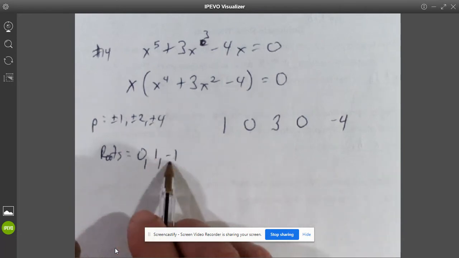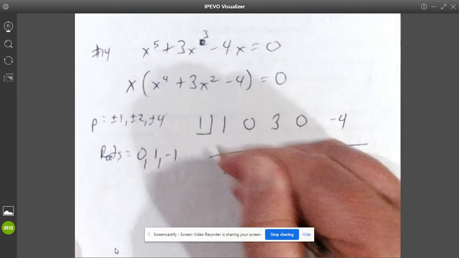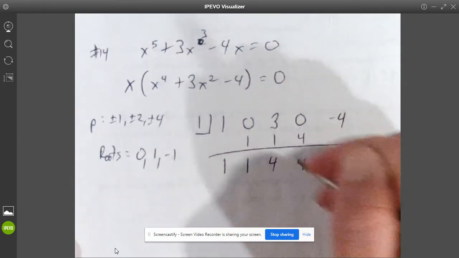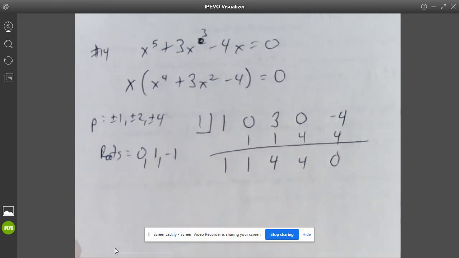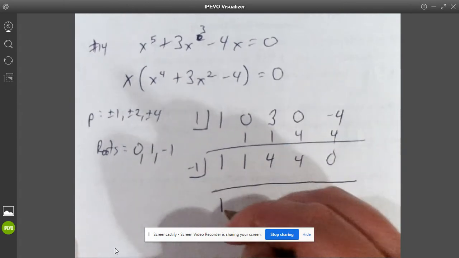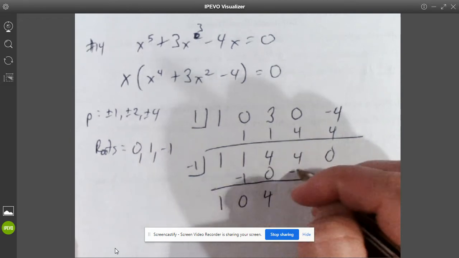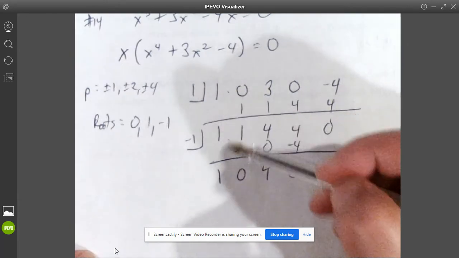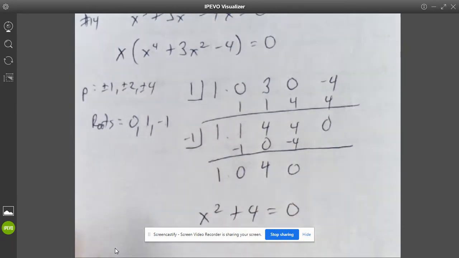Now, it doesn't make a difference which order we do these in. I'm going to do the 1 first. So I go ahead and do that, and I add and then multiply all the way through, and we'll see how this goes. Good. I get a remainder of 0, which is good because that was one of my roots. Now I'm going to do it again with -1. Now add and multiply. And again, I also get 0. Started off with x to the 4th, so this is x cubed, so this is x squared. So I get x squared plus 4 equals 0.